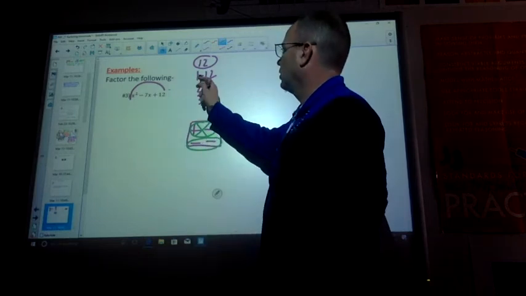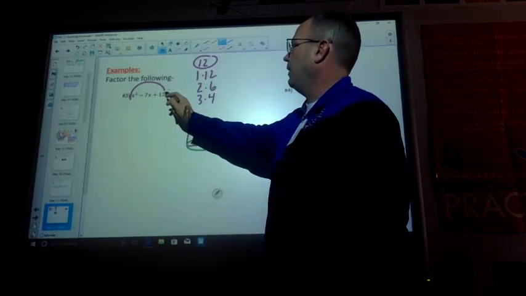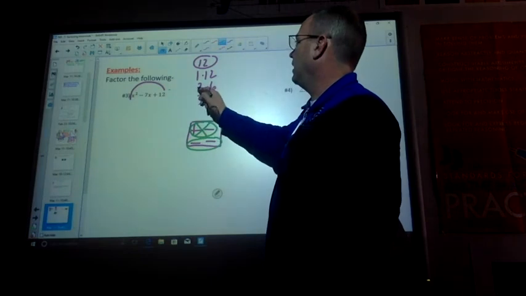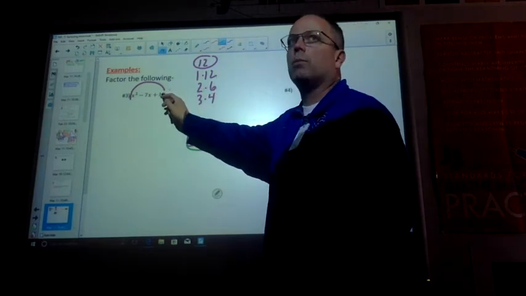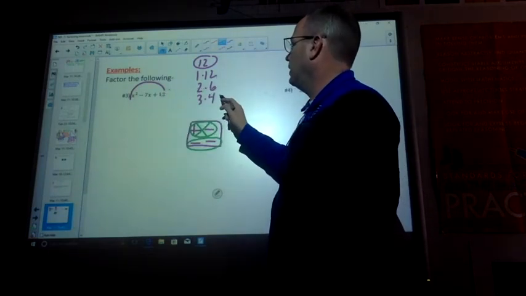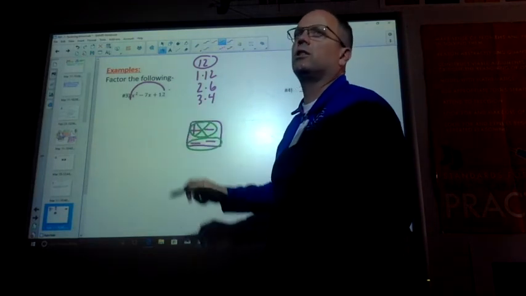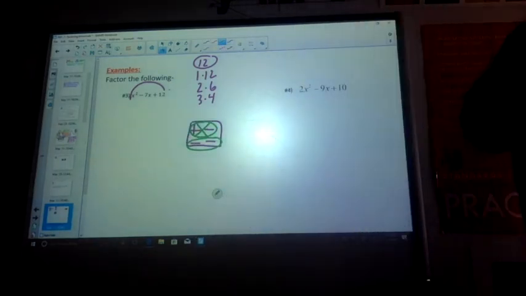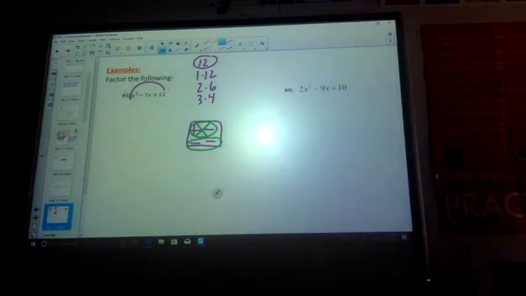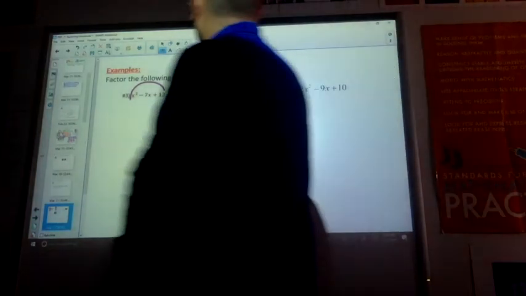The reason it works is negative 1 times negative 12 is positive 12. Negative 2 times negative 6 is positive 12. Negative 3 times negative 4 is positive 12. So now we've established that our two factors have to both be negative. If I add a negative and a negative, it gets more negative, right? So we've already established that both signs have to be negative.